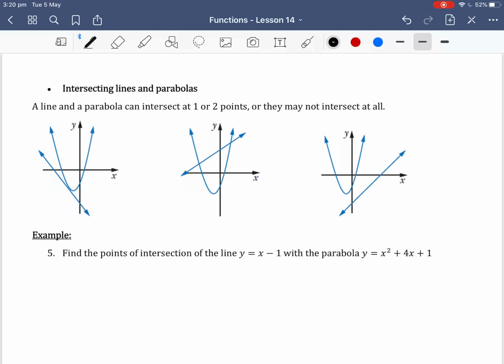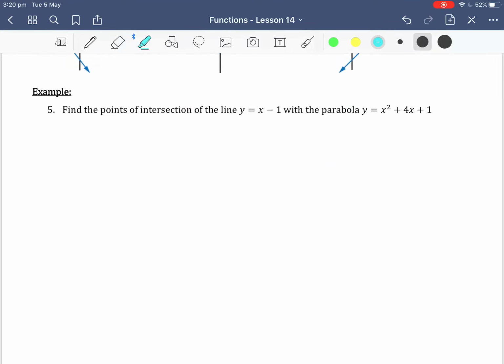Finally, we're going to talk about intersecting lines and parabolas. So a line can intersect a parabola at 1 or 2 points, or they may not intersect at all. So this first one has an intersection at 1 point, this one has an intersection at 2 points, and this one does not intersect at all. We want to find the points of intersection of the line y equals x minus 1 with the parabola y equals x squared plus 4x plus 1. And we're going to solve this algebraically.